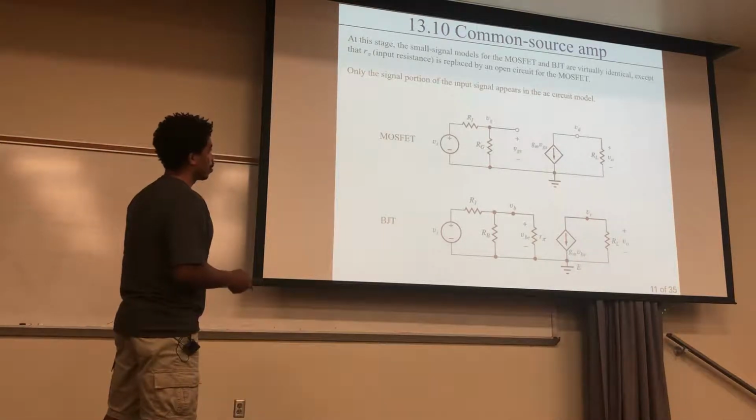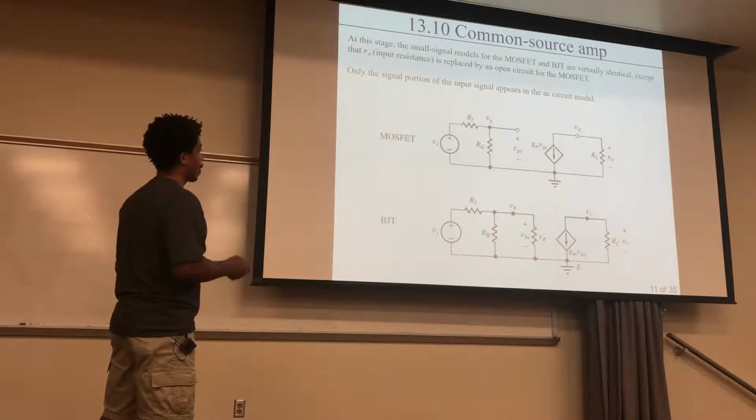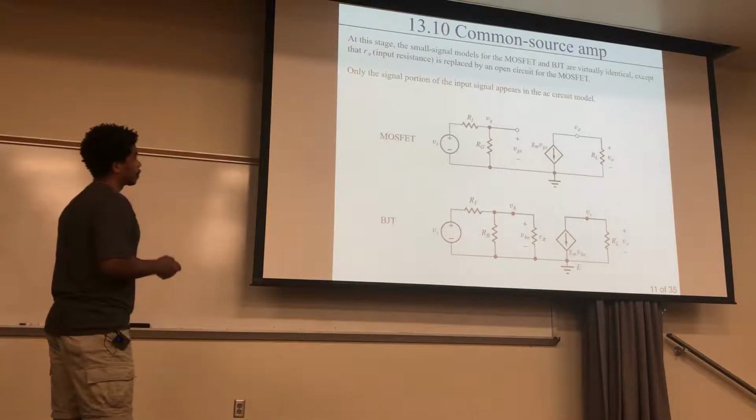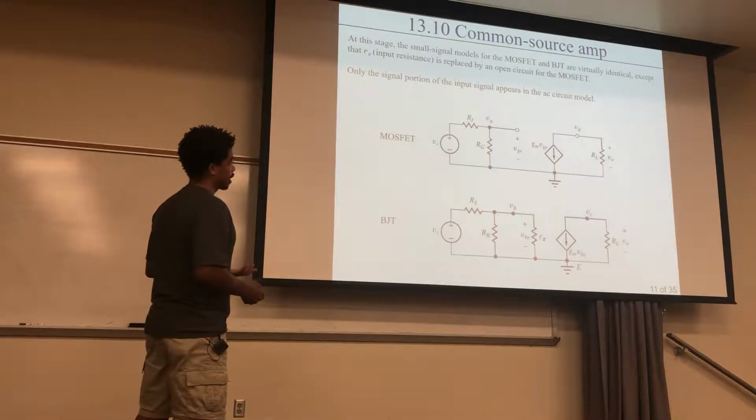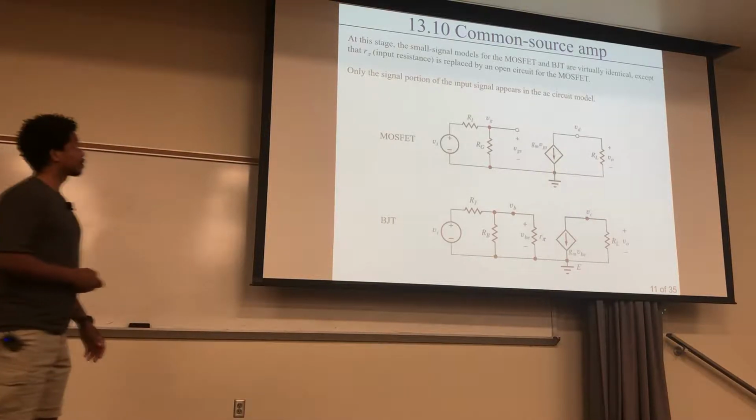You have your load, you have your voltage controlled current sources, you have your inputs. There's a few differences in the labels. Like this is VB, that's VG. This is the drain, and that's the collector. But other than that, same forms.